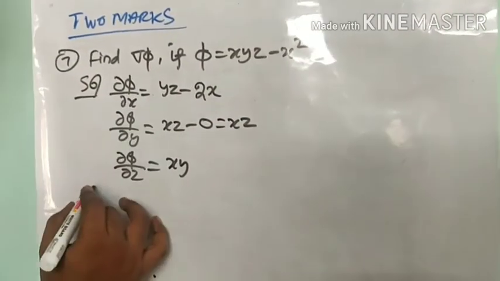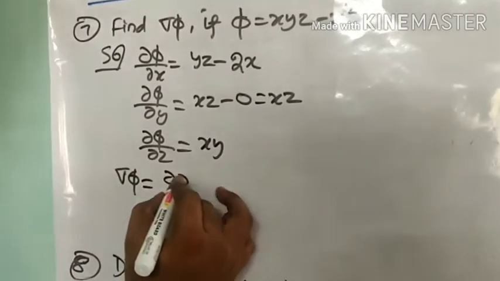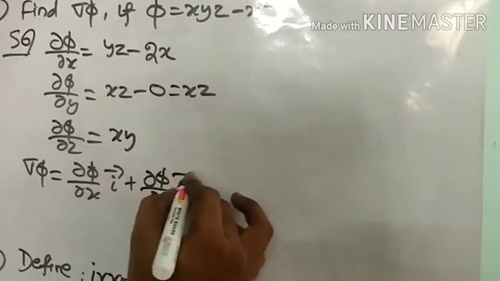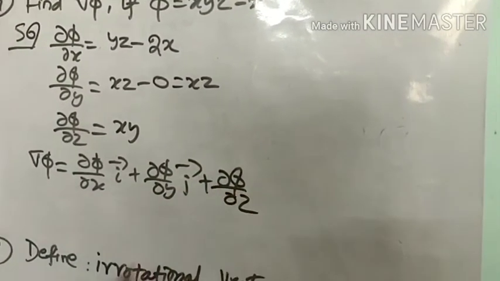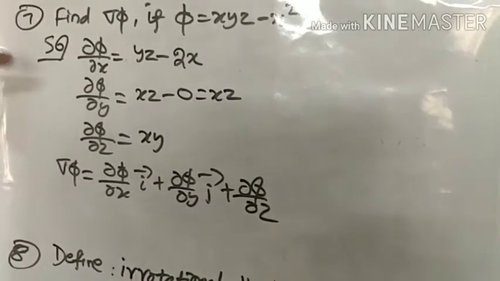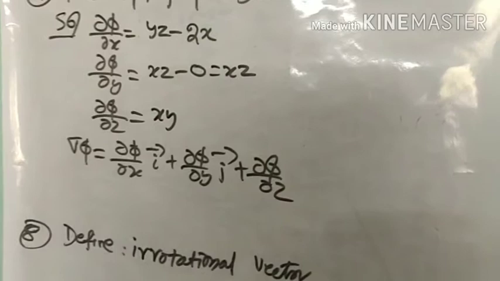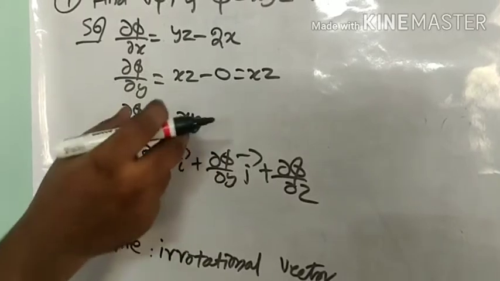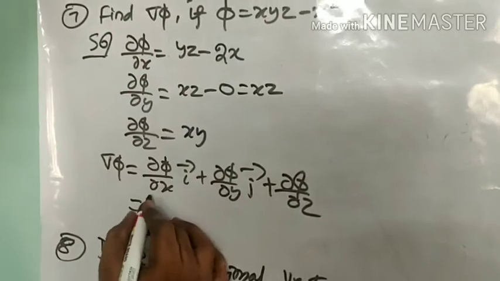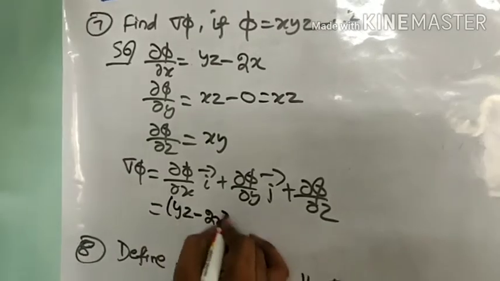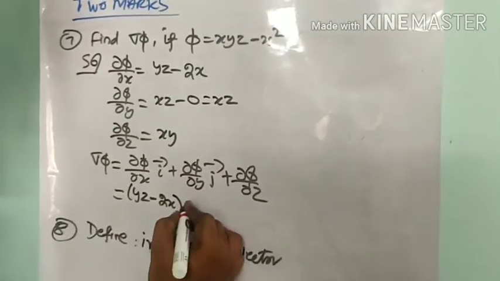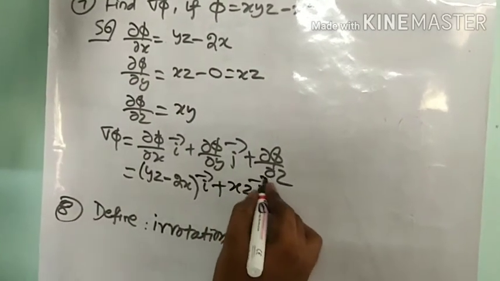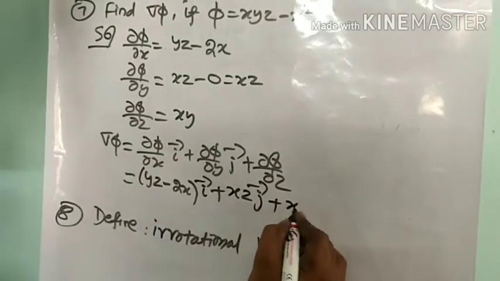Now you know the formula for del phi is nothing but del phi equal to dou by dou x i vector plus dou by dou y j vector plus dou by dou z k vector. So surely you can expect a problem based on the gradient concept. So what do you do? Go through the formula. Now substitute the value. What is dou by dou x? Dou by dou x is nothing but z minus 2x, in place of dou by dou x value, into i vector, plus dou by dou y is nothing but xz j vector. Similarly dou by dou z is xy, so xy k vector.